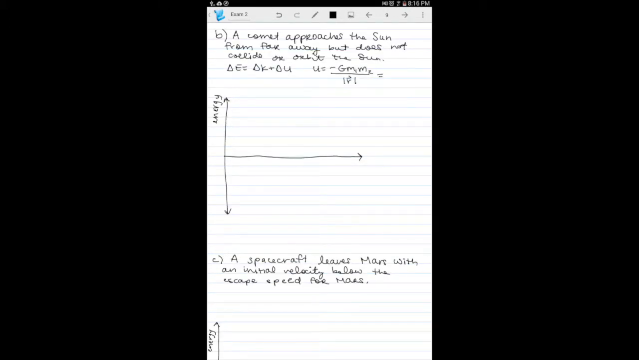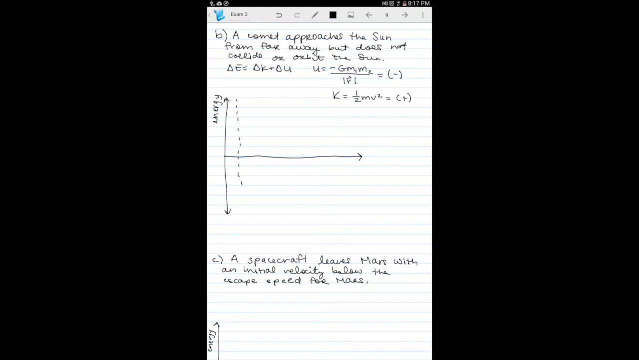In part B, we have a comet approaching the sun from far away, but it does not collide or orbit the sun. We are going to start with the energy principle, which is change in energy equals change in kinetic plus change in U, and then we're going to use our equation for potential energy of a system that is not on Earth, which is negative G times M1, M2 divided by R, and then because that's negative, we know that is going to be a negative value. Our equation for kinetic energy is again 1/2 mass times velocity squared, which is going to be positive again.